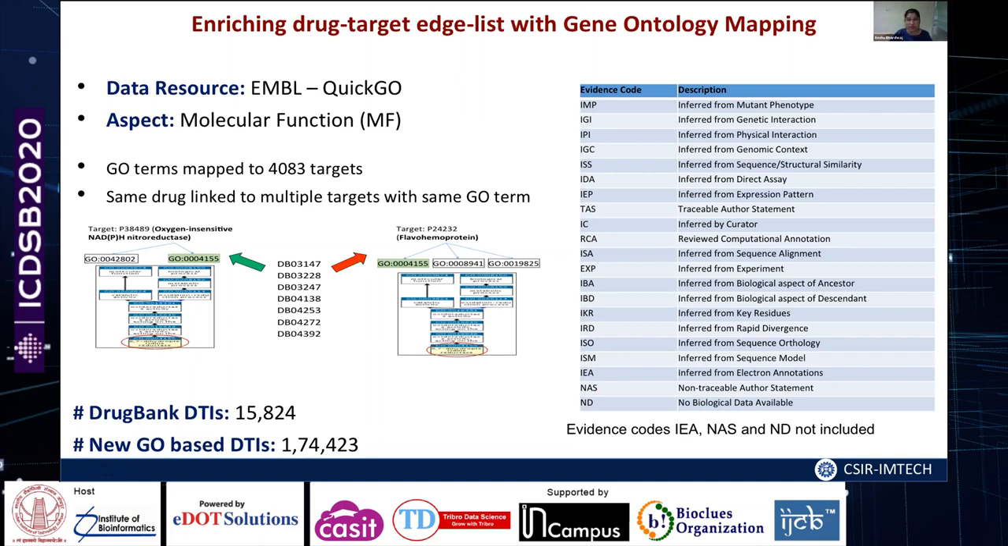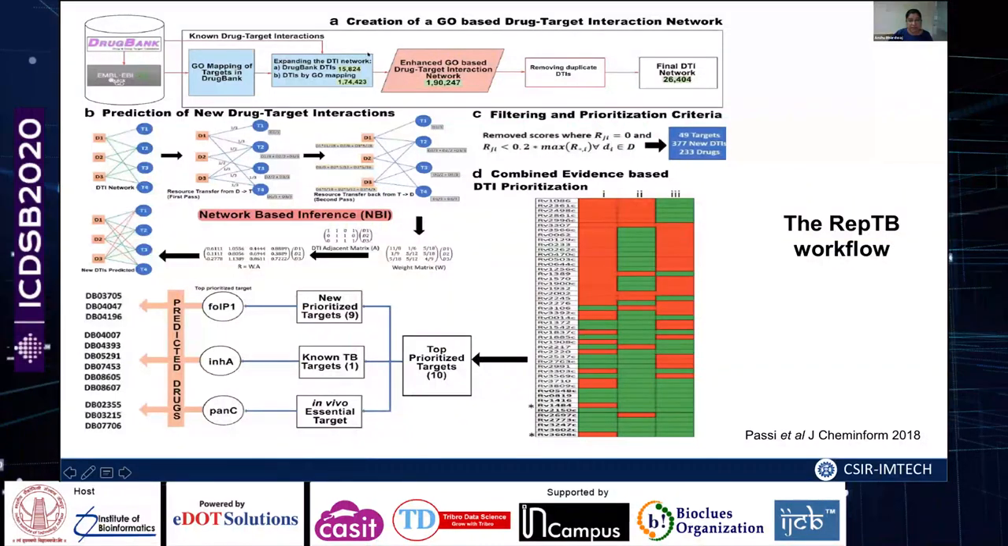The GO that we used is molecular function, assuming that if the function is the same and the drug is binding at the functional part of the protein, which we didn't verify with any structural analysis. This is an assumption that we made, and we actually made the network more dense. Once we made this network more dense, we added the two networks and then removed duplicates. So we had a final DTI network of 26,000 odd nodes.